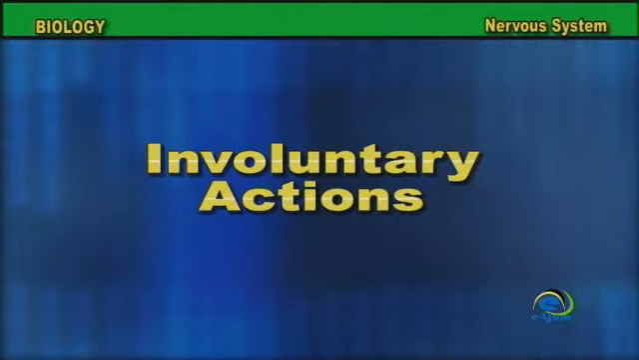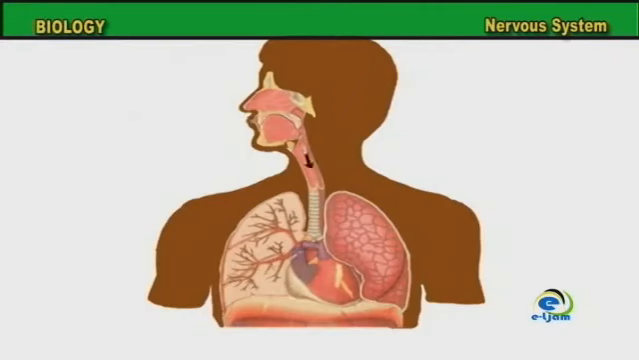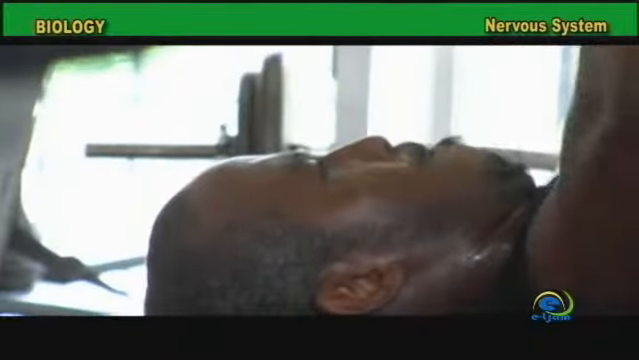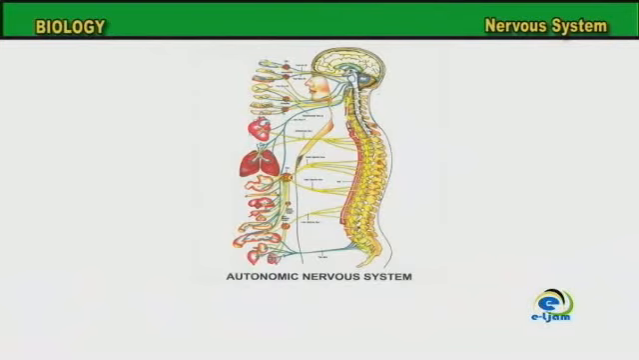Involuntary actions. Some reactions like breathing, peristalsis, and sweating are automatically controlled by specific nerves of the body. These actions are involuntary actions, and they are controlled by the autonomic nervous system.